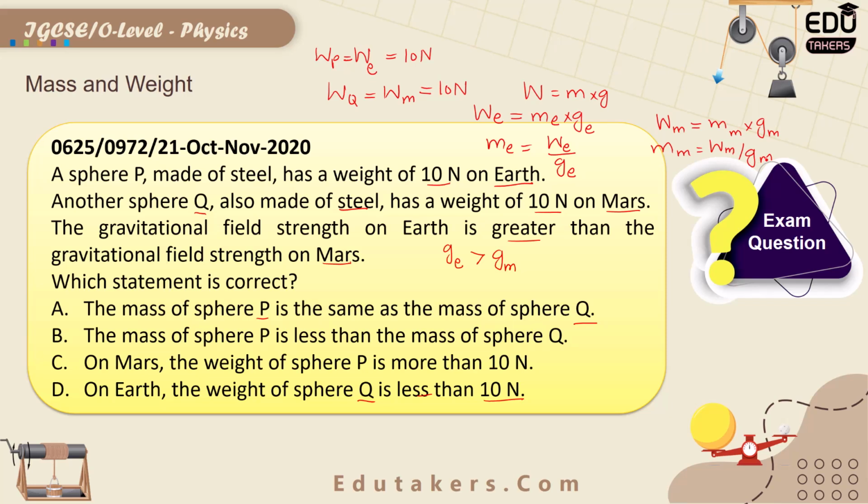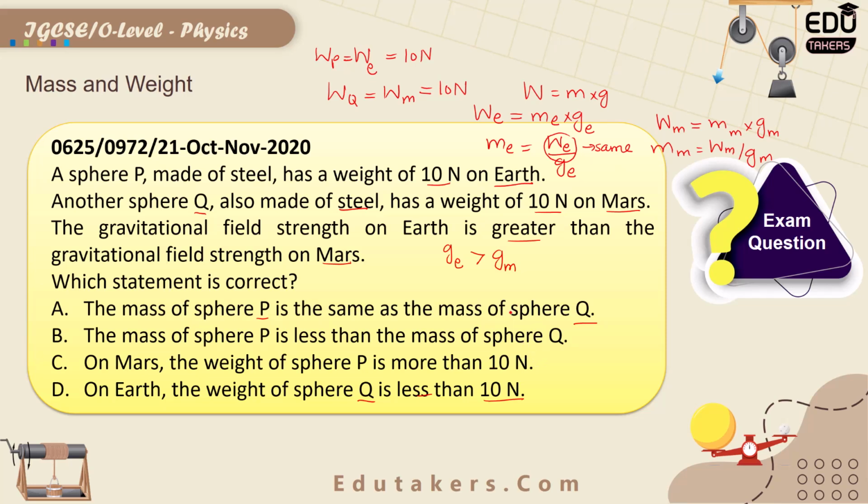So first of all, observe here the value of g on the surface of Earth is larger than the value of g on the surface of Mars. And the weight on both of these planets is the same. So when the value of weight remains the same, it does not change. I can simply say that the mass is inversely proportional to the gravitational field strength for both of these planets, because here the weight is 10 Newton. When the weight value remains constant, the mass is inversely proportional to the gravitational field strength.